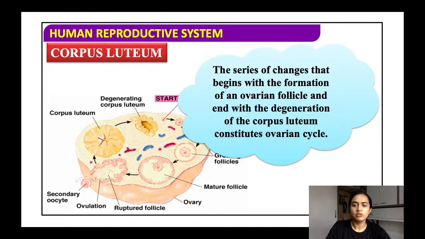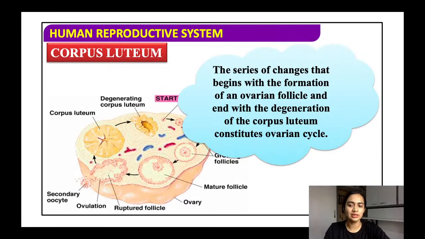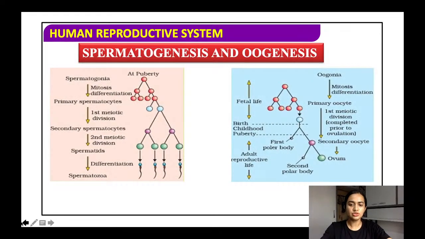So, moving forward, the series of changes that begins with the ovulation or the formation of the ovarian follicle, and it will end with the degeneration of the corpus luteum or the corpus albicans. So this entire process is known as the ovarian cycle. Yes, coming to this diagram again, which we saw in the start.